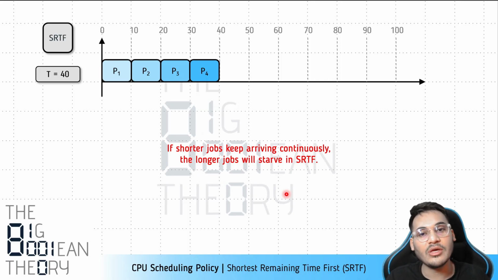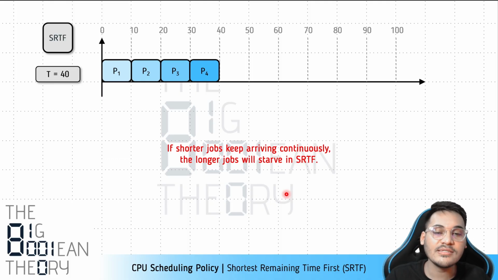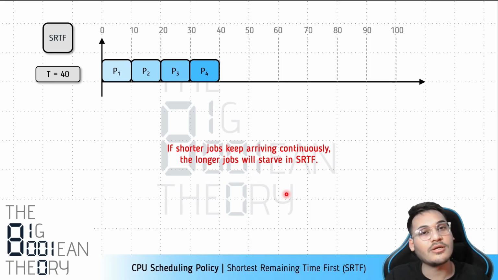On one side, we are able to solve the convoy effect by preempting a longer job which arrived before the shorter job, so that the overall waiting time and overall turnaround time are low. But in the other case, if the shorter jobs keep coming, then although the overall waiting time and the turnaround time will be optimal, the longer job will starve, right? So this is the drawback for SRTF, right?